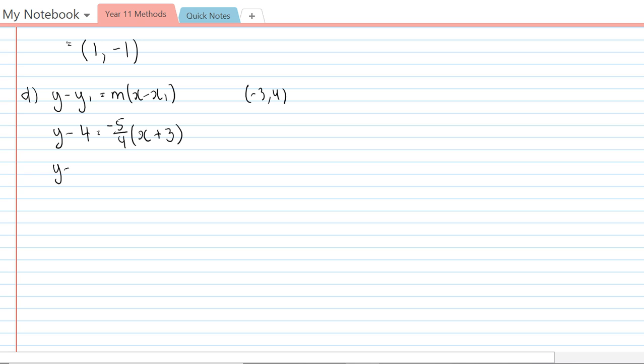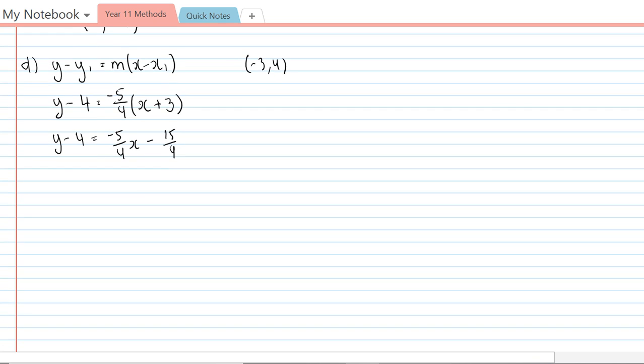I'm going to just expand the brackets out, like so. And then I'm going to add 4 to both sides. Sorry, that is a 4. So -5 on 4, x. Now minus 15 on 4 plus 4 is going to be plus 16 on 4, which just makes it plus 1 on 4. It's quite nice. So there's the equation of the line.